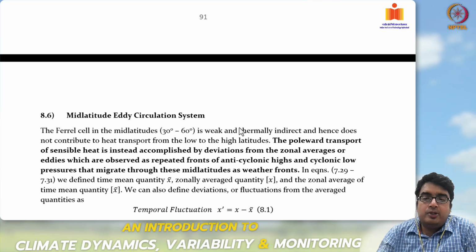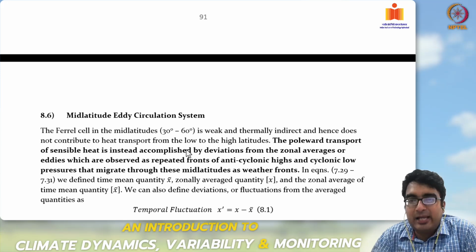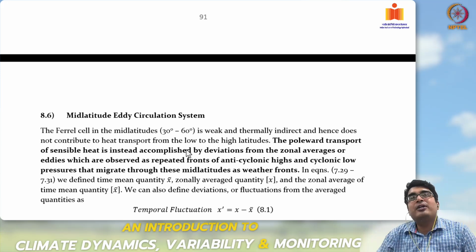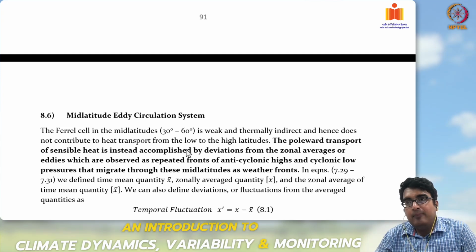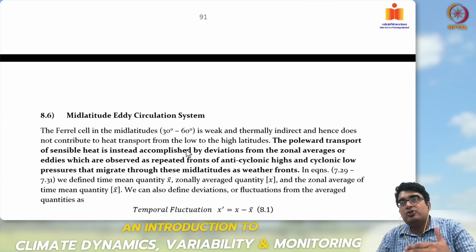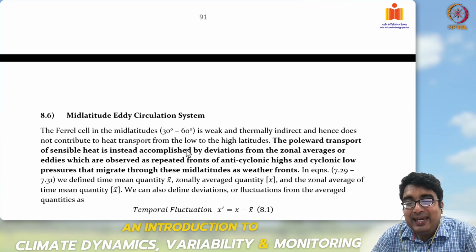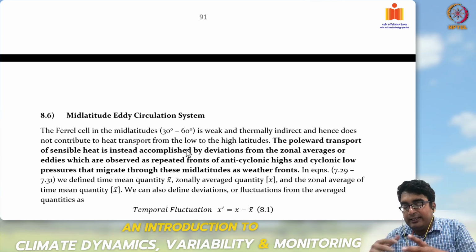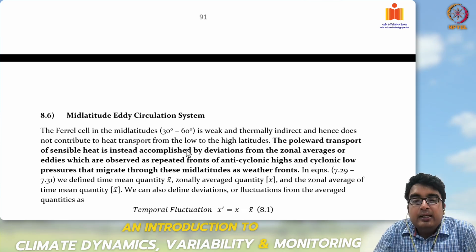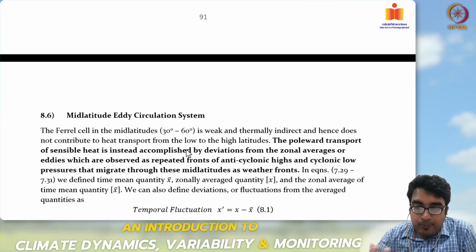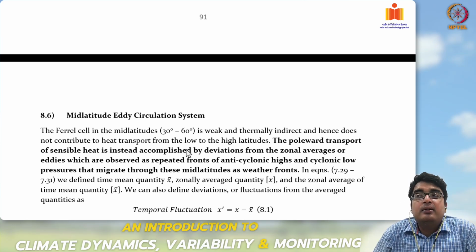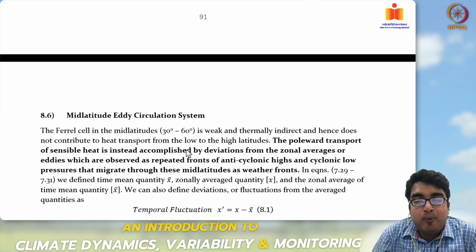Therefore, the poleward transport of sensible heat is accomplished by deviations from the zonal average. So it's not the zonal means or the meridional means that are transporting heat, mass and momentum from the subtropical high pressure zone to the subpolar low pressure zone. Instead, deviations from these means, which are called fluctuations and finally become cyclonic circulation systems, are responsible for the transport of heat, mass as well as momentum from the subtropical high pressure zone to the subpolar low pressure zone.